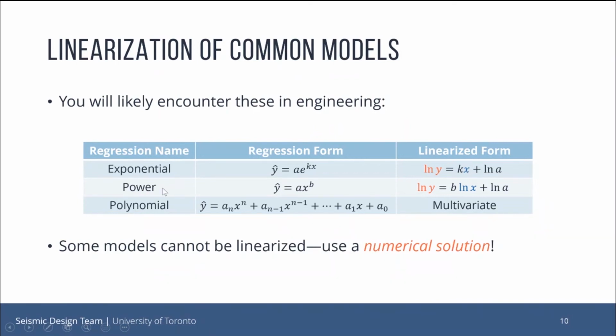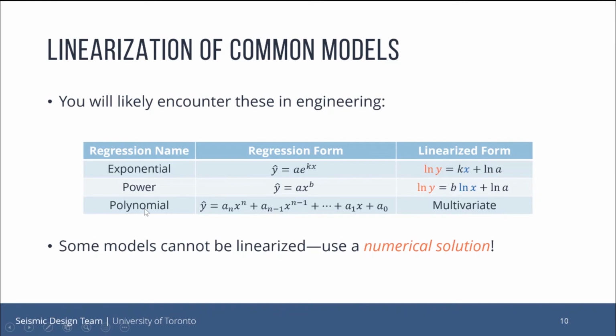The next regression is the power regression, and that is determined by applying the natural log to both sides yet again. Only this time the plotting is different. You're going to plot the natural log of y with respect to the natural log of x, and that will allow you to determine what b and a are.